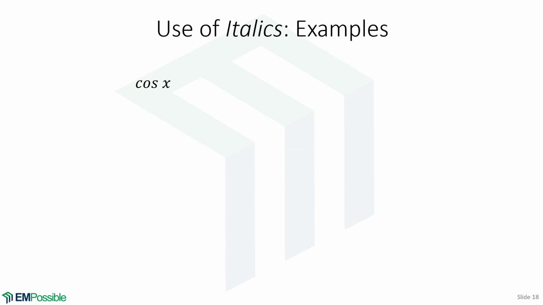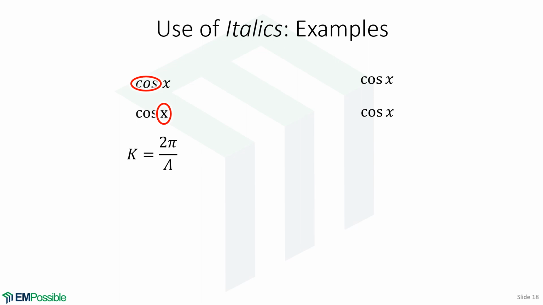Let's go through some examples. So cosine x, what is wrong with that, if anything? Well, if you've been paying attention, the x is the only variable here. That is the only thing that should be italicized. Cosine should not be italicized. All right, cosine x, what is wrong with this? Well, cosine's fine, but x is a variable. It should be italicized.